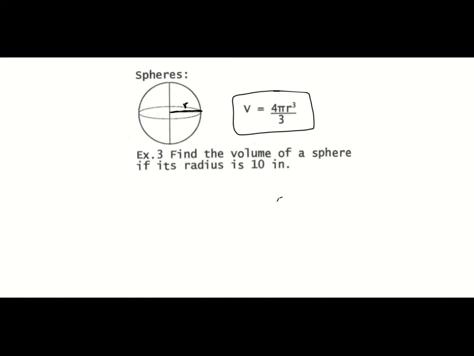In example 3, it says find the volume of a sphere if its radius is 10 inches. So all I need to do here is plug in my 10 for my radius, and you can write this equation as 4/3 pi r cubed as well. This is the same thing as this. These two things are equal. Whichever way you want to write it, it'll give you the same answer. 10 cubed. So when I plug this into my calculator, I have 4/3 times pi times 10 cubed, which gives me 4,186.67 inches cubed.